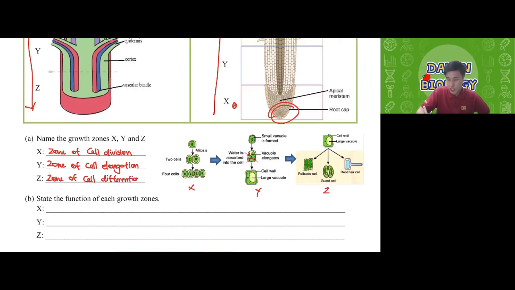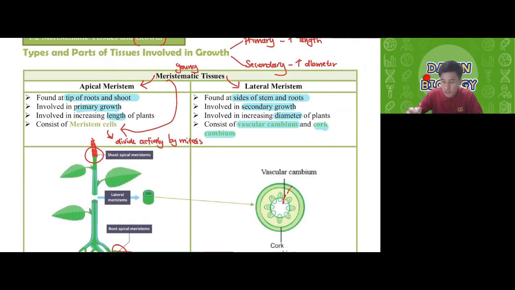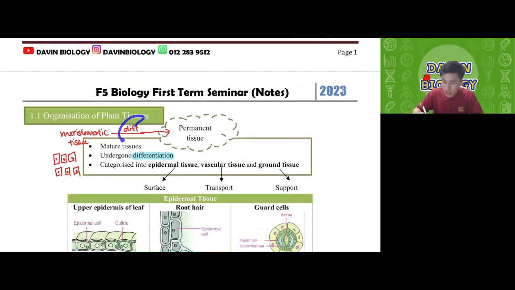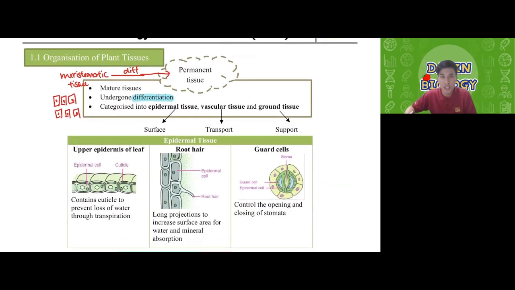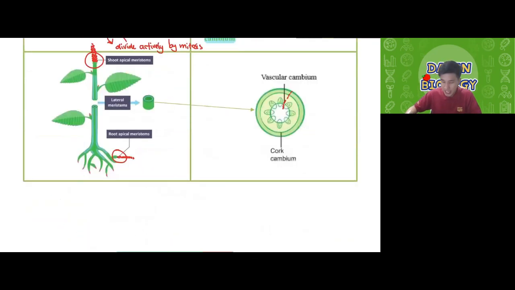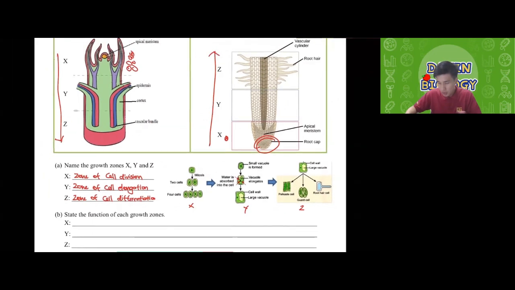Differentiation. So just now we mentioned differentiation, right? So at the last zone, once the cells finish forming already, they will start to differentiate to become permanent tissue. So at the third zone, these baby cells will start to grow into cells with function, permanent tissues. Get it? All right, so we're going to continue.